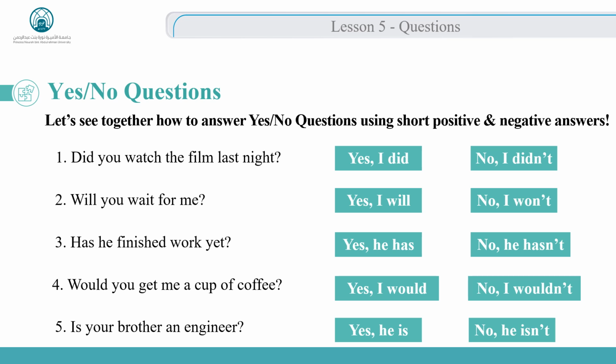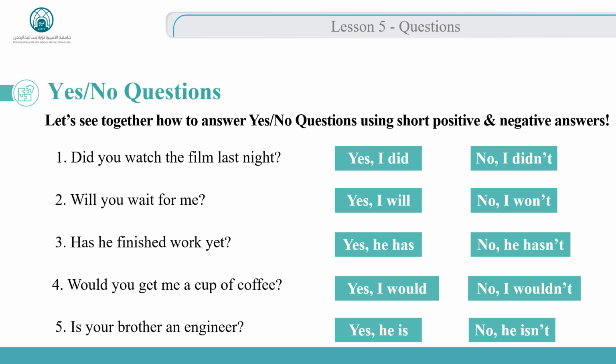We can have a short answer or a long answer. Let's look at the examples and see this. Did you watch the film last night? Yes, I did. No, I didn't. These are short answers. A positive short answer, yes, I did, and a negative short answer, no, I didn't. We can have long answers. Yes, I watched the film last night. No, I didn't watch the film last night.